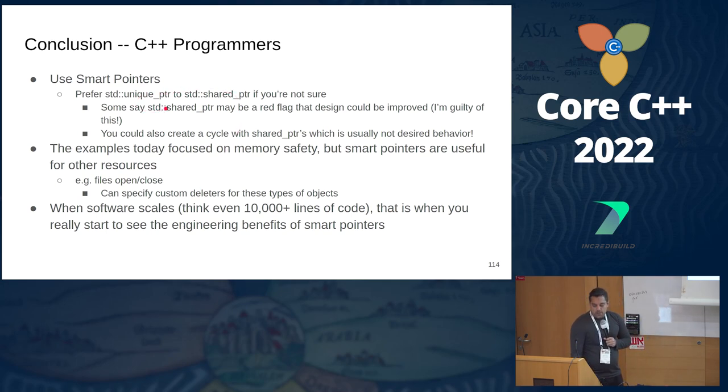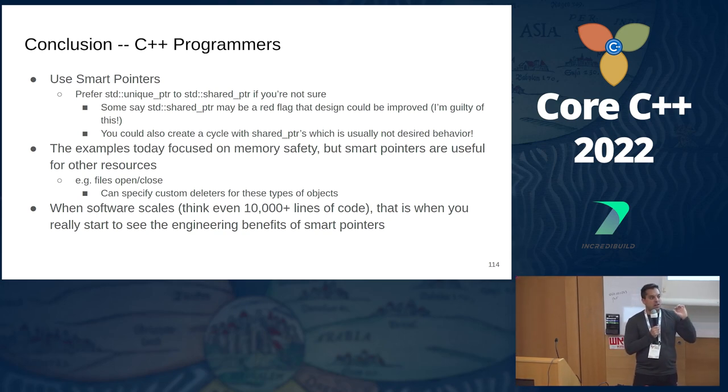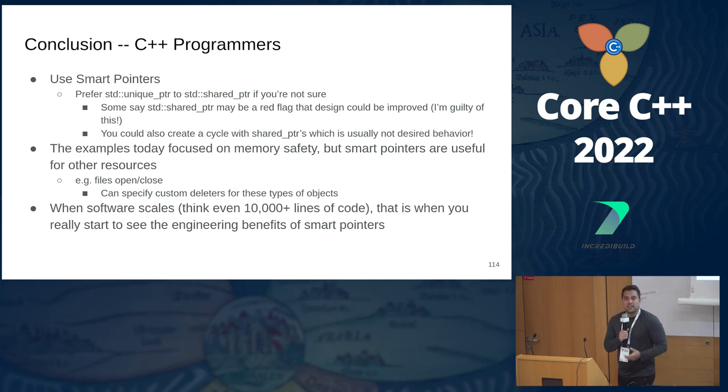And if you're not sure where to start, sorry I'm going backwards here, prefer unique pointer to shared pointer, again, if you're not sure. That could be one thing you try to do if you have an older code base: see where you can drop in unique pointer, and how often you're able to do that. Oftentimes, it's more of a red flag if you see shared pointer being used a lot. You're sharing lots of pieces of information back and forth, so usually that means more things have to go right. So you have to think about this.